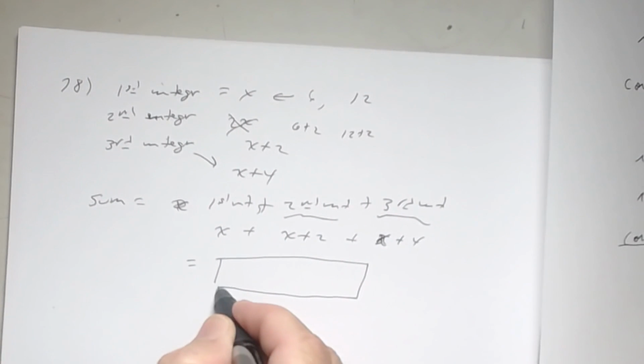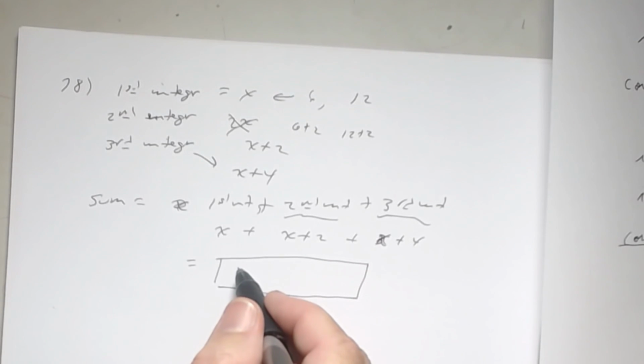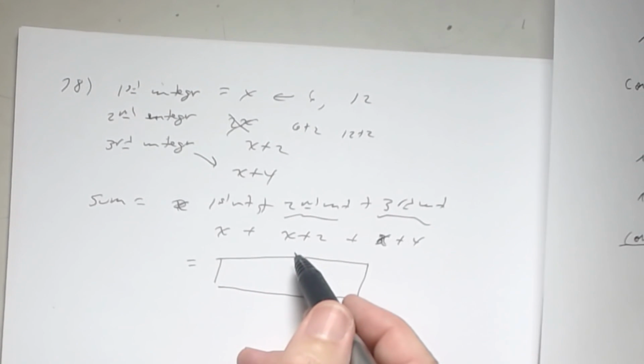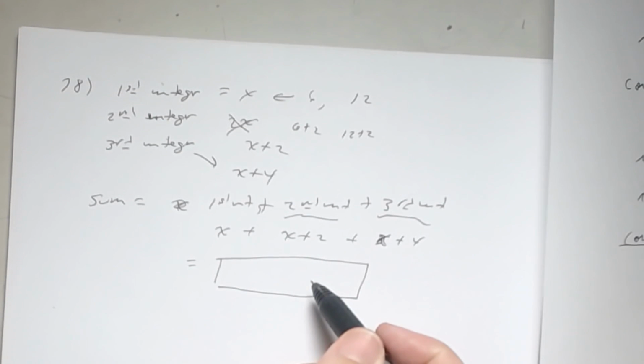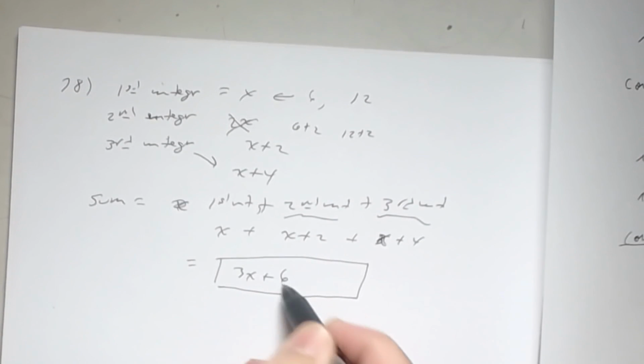So what's the answer? X plus parentheses, x plus 2, parentheses, plus parentheses, x plus 4. Okay, so what she's doing is just putting those in parentheses. Did you have to put those in parentheses? No. So what's the answer, though? You got to combine like terms. What's the answer? 3x plus 6. That's the answer. All right, 3x plus 6. All right, number 80.